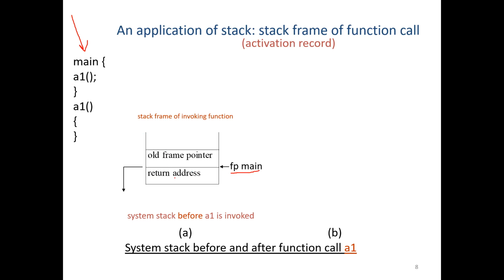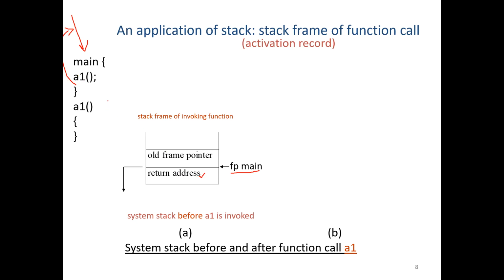So this has got the return address. When the function is over, when main is over, it has to go to somewhere else. That is the statement to be executed. That is the address, called the return address. So main has to return. It has to transfer its control to that part. That is the return address.